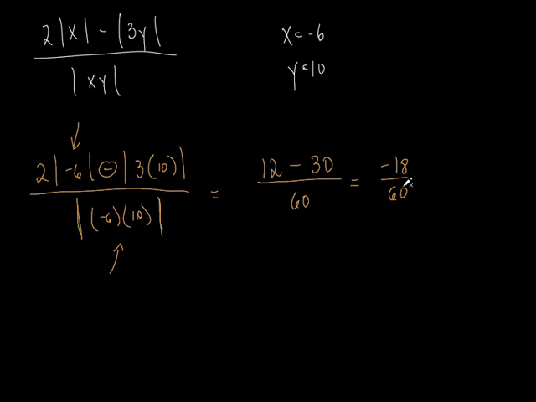Do we keep it like that? No. Reduce it. What goes into both of those? 6. Okay, 6 goes into this how many times? 3 times. 6 goes into this 10 times. Does anything go into 3 and 10? Nope. Don't forget the negative. So what's my answer? Negative 3/10.